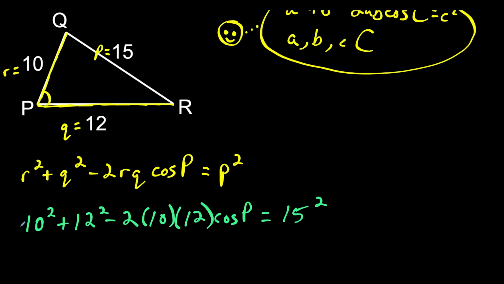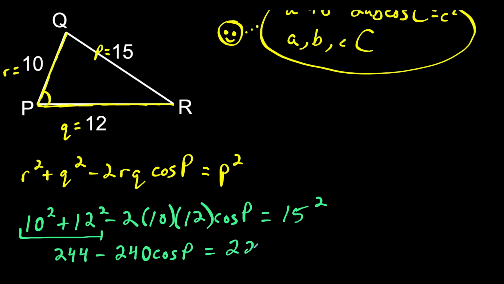Well, we're going to have to combine 100 plus 144. That's these two squared. So 100 plus 144 is 244. And then we have minus 2 times 10 is 20 times 12 is going to give us 240 cosine of P. First we'll just square this: 15 squared is 225. Another mistake I see is that students try to do 244 minus 240 is 4, and then they write cosine P. But notice these are not like terms. This is a constant, and this has a cosine attached, so we have to leave them separate.